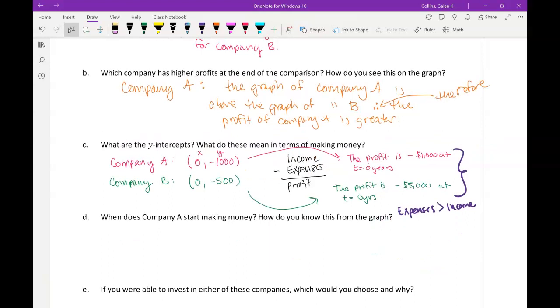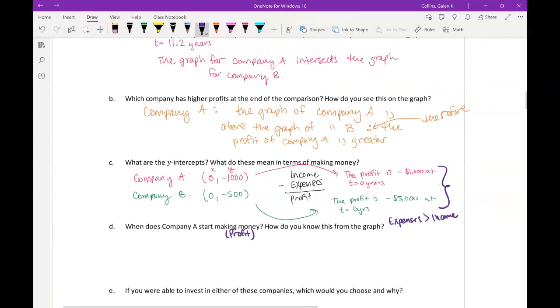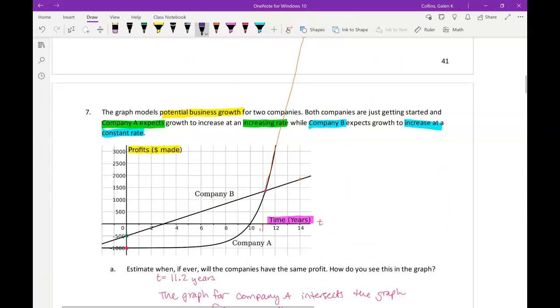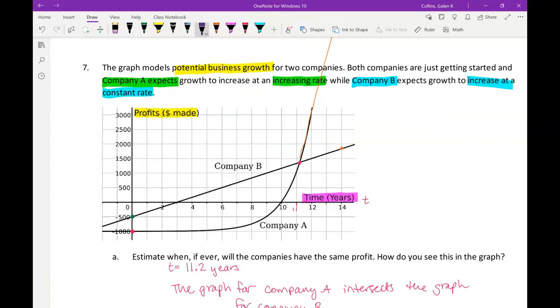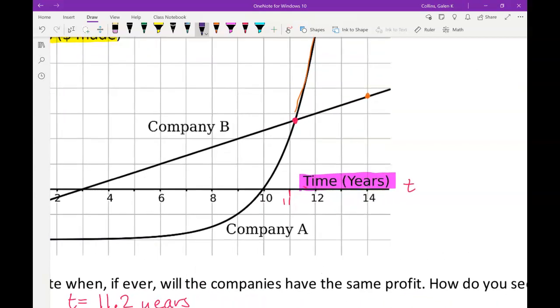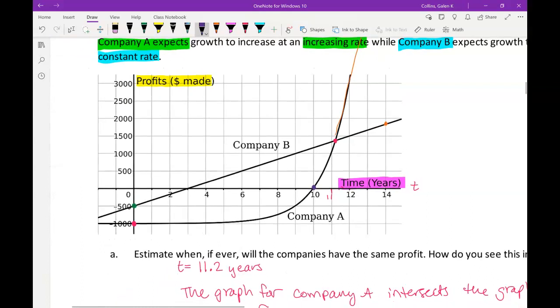So when does company A start making money? Really, I think the better way of asking this is, when do they start making a profit? Meaning they're always making money, but now they're making more than what they're spending. And how do we know this from the graph? Well, let's look at the graph of company A again. It's the exponential graph. And what I'm looking for is, when does their graph become positive? And it looks like that happens around, maybe not exactly, but maybe around 10 years. Because where we cross the x or t axis here, that's where profit would be 0.